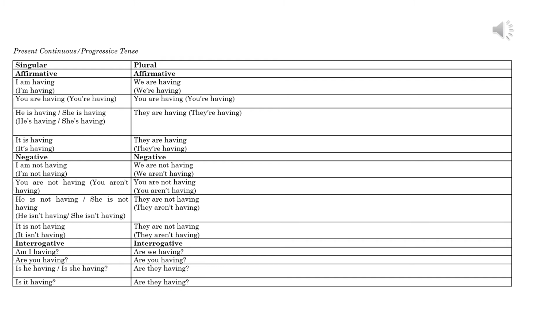Negative. I am not having, I'm not having, you are not having, you aren't having, he is not having, she is not having, he isn't having, she isn't having, it is not having, it isn't having, we are not having, we aren't having, you are not having, you aren't having, they are not having, they aren't having.